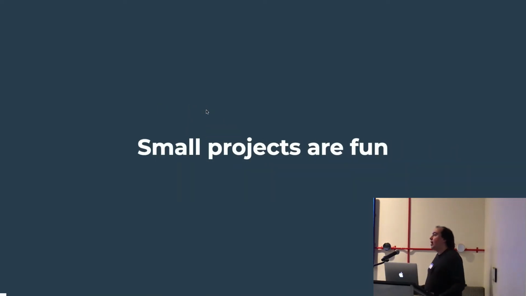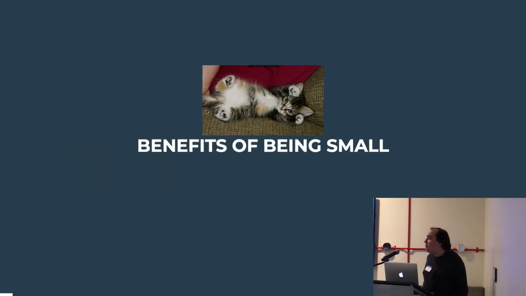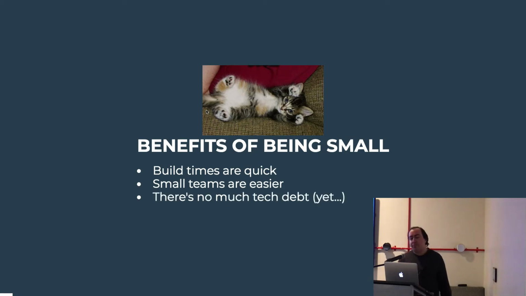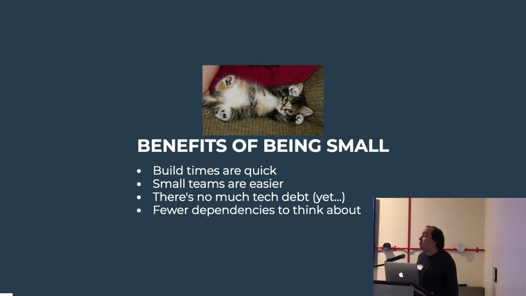So let's start by defining the problem that I want to discuss here. When you make a new application, it's small, and that's pretty nice. There's a lot of benefits to being small like that. Like your build times are really quick. You might be able to manage with a smaller team where it's a lot easier to handle people. There's not much tech debt yet, or if there is, its scope is much more limited. There's a lot fewer dependencies to think about. You might have less third-party dependencies.